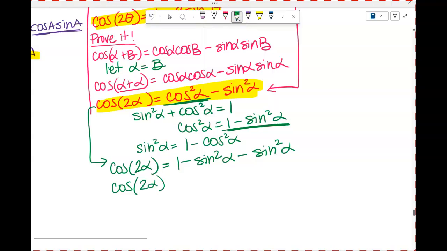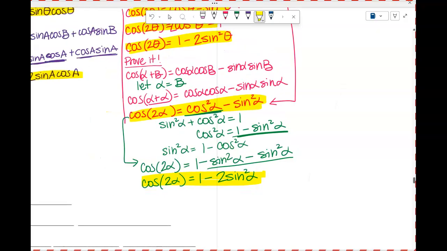2 alpha equals, well, a negative sine square and another negative sine square is 1 minus 2 times sine square of alpha, okay? This identity right here, guys, let me highlight that and connect it for you. This is the same as the third one, as you can see. This one and this one, they are exactly the same.